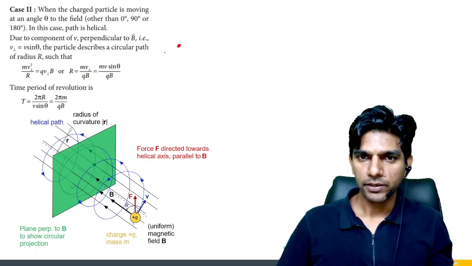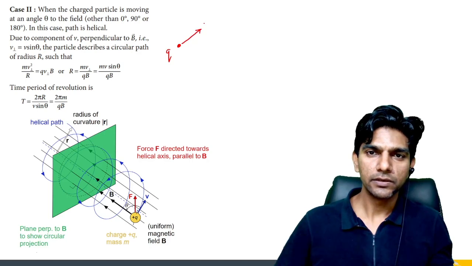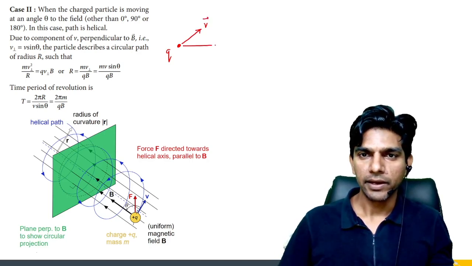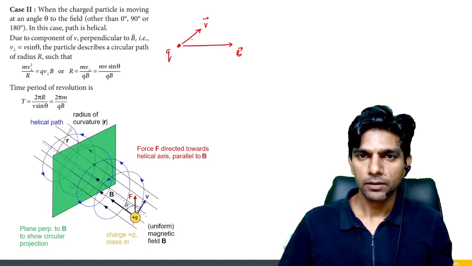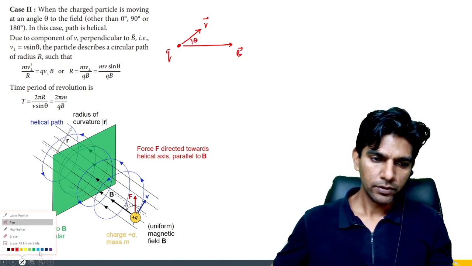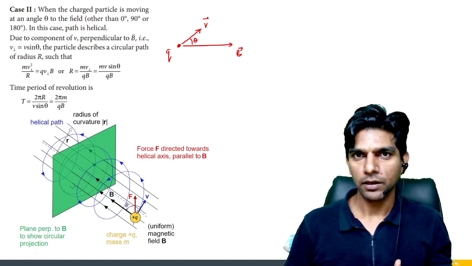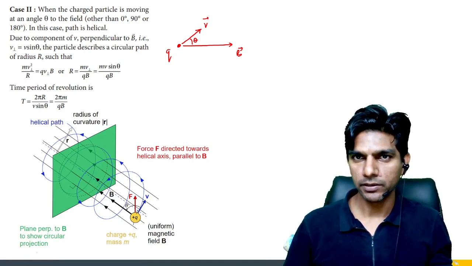There is a charged particle, say q, positively charged particle, and this is the velocity vector, and the magnetic field is in this direction, and this angle is theta. Now first thing what we can do, we want to find the direction, we want to find the motion, right? And what is the trajectory of the charged particle in this field.